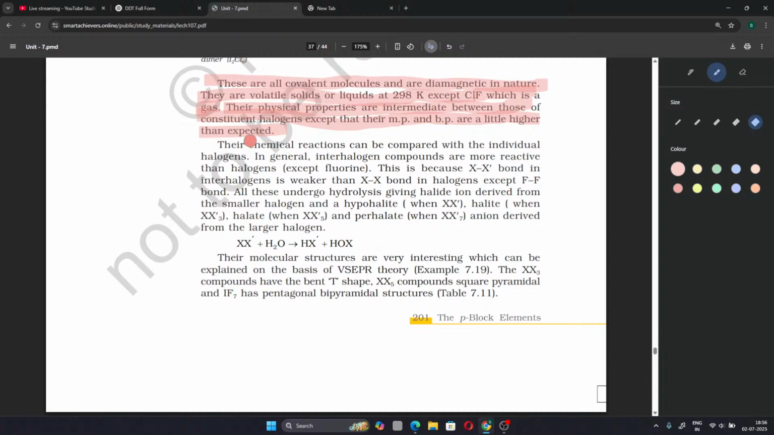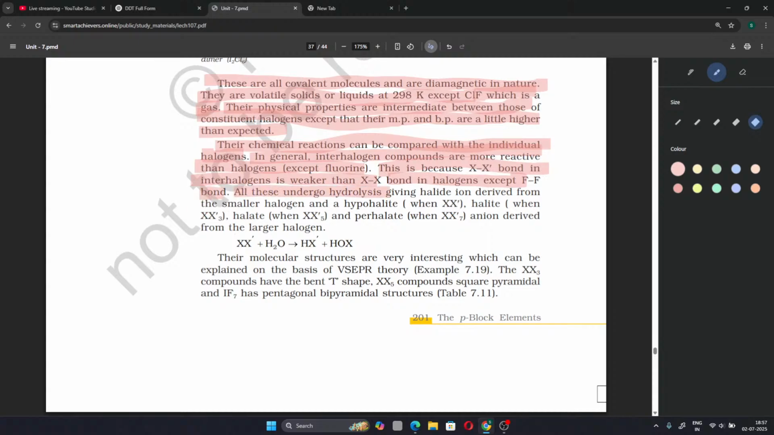As more atoms join together, their atomic mass increases, and as the mass increases, the boiling point also increases. Their chemical reactions can be compared with individual halogens. They have similar chemical reactions as compared to halogens. In general, interhalogen compounds are more reactive than halogens, except fluorine, maybe due to instability. This is because the XX' bond in interhalogens is weaker than the XX bond in halogens, except fluorine.